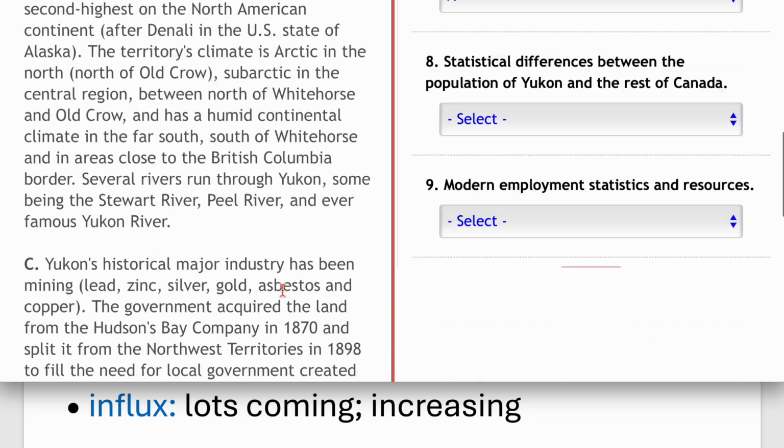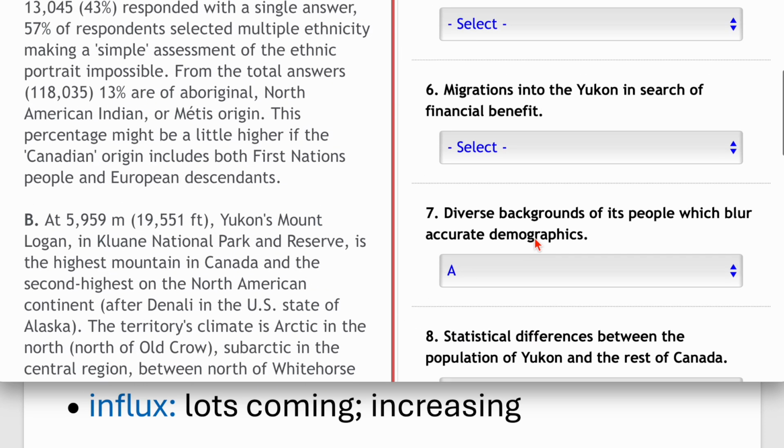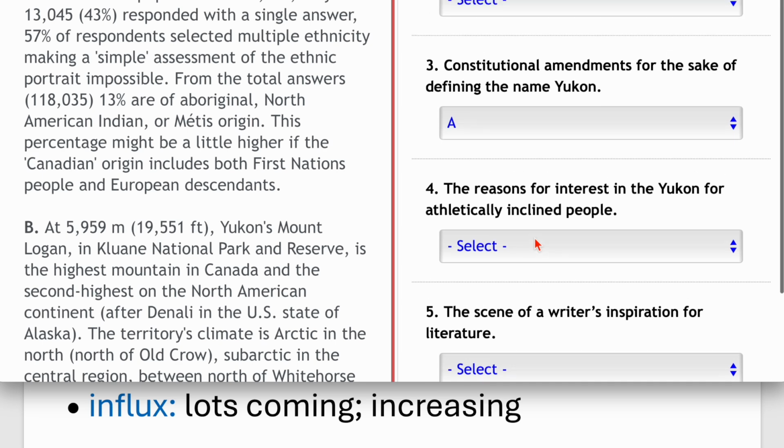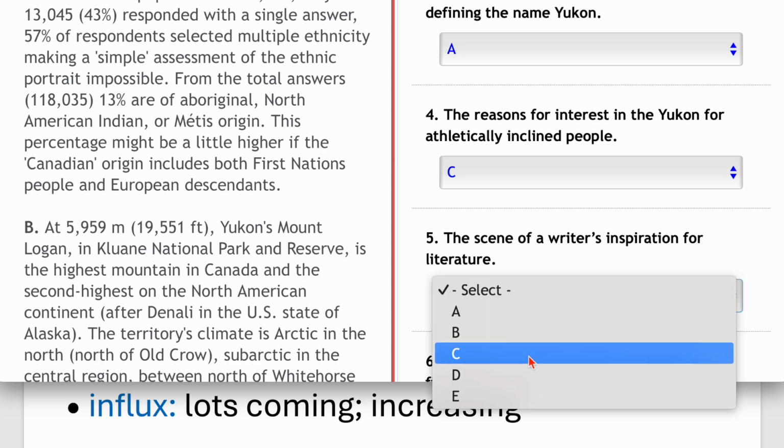Maybe it talks about recreation opportunities. So let's put a maybe on that one. Maybe. Let's put a maybe, but we'll check. The scene of a writer's inspiration for literature. Yes, that one for sure.